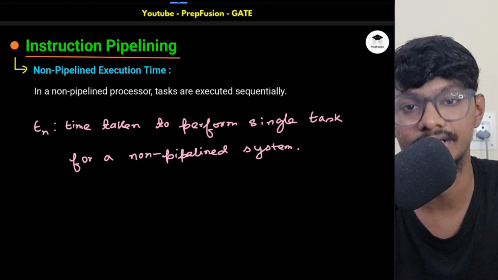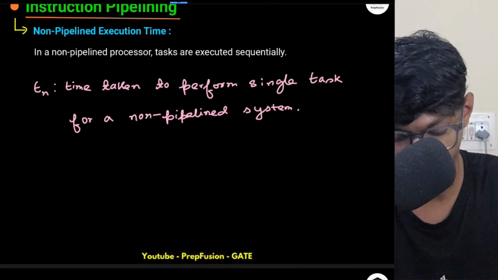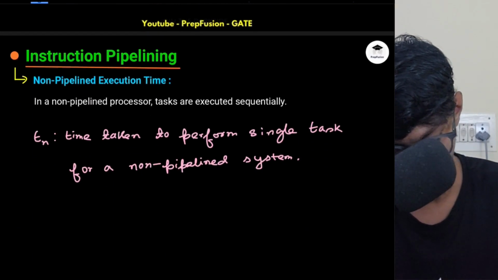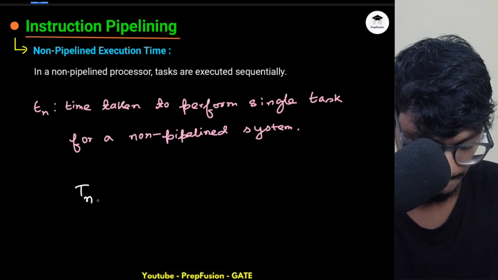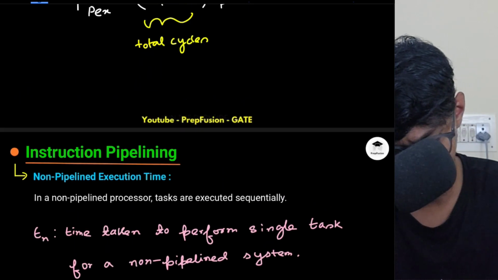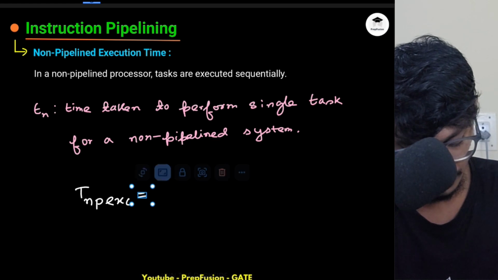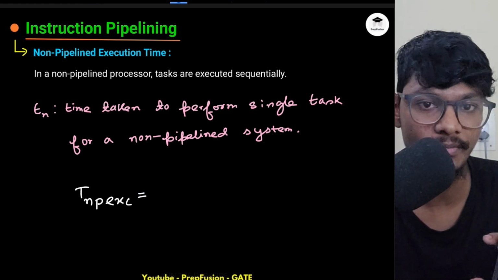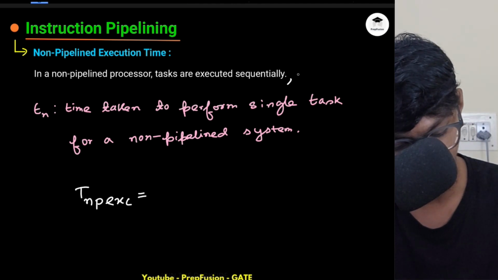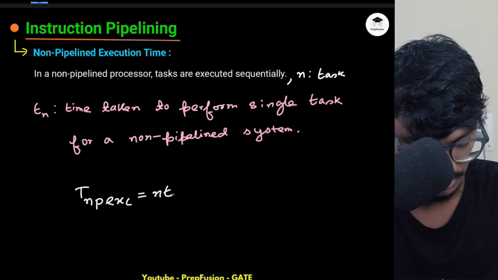Now, how do I understand the difference? With an example. But first, let us derive the formula. So this will be TP execute, and this will be TNP, the non-pipeline execution time. For the non-pipeline, to perform each task I require Tn amount of time. If I have n tasks, how much time will it take? It will take n times Tn.